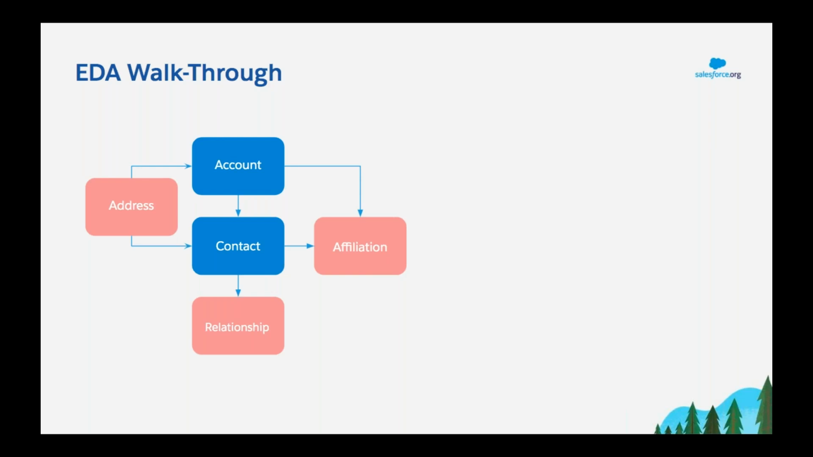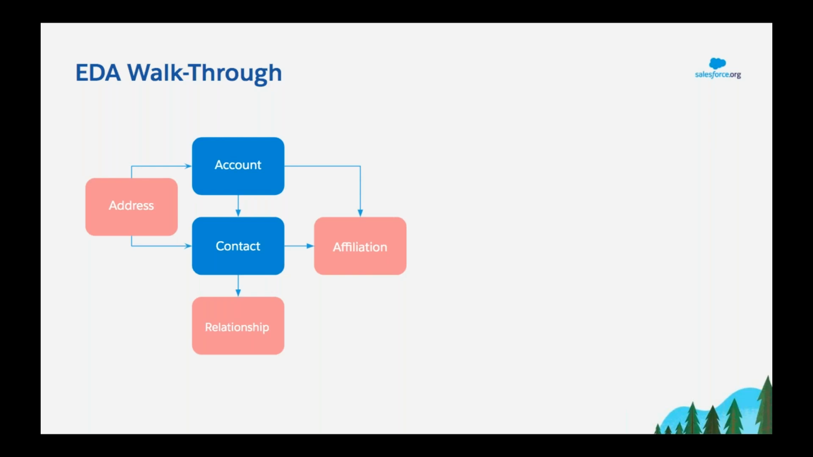student is affiliated with. And the student or contact will also have some relationships that are noted through EDA as well. A relationship, unlike an account, will always be with another contact. So relationships are person to person, whereas affiliations are departments, extracurriculars, things like that. A relationship could be maybe a student's parents or siblings, any kind of relationship that student might have.